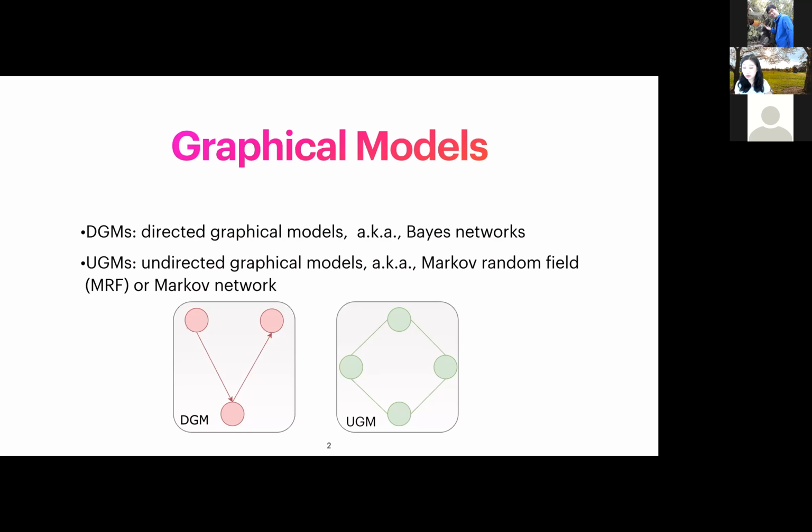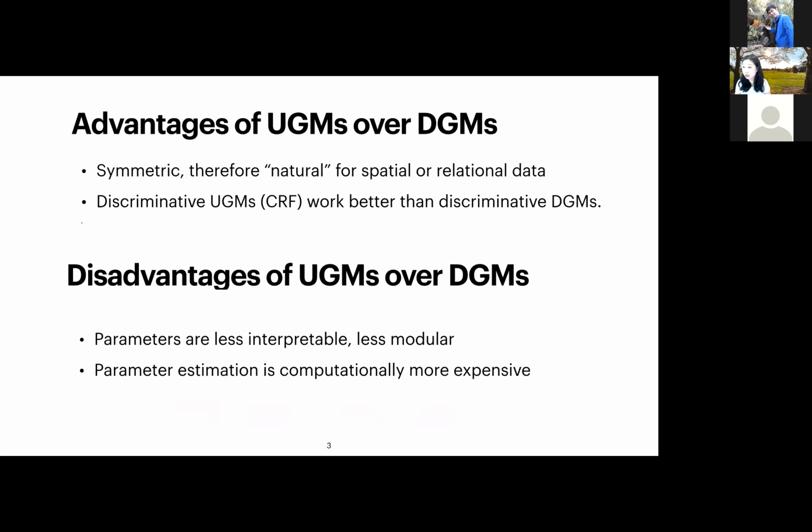Here I'm showing two examples, one of a directed graphical model and the other of an undirected graphical model. The nodes and edges basically characterize them. But why do we care about graphical models? For those of you who haven't learned about them, how does that relate to machine learning? Before we go there, we first need to understand some advantages and disadvantages of directed versus undirected graphical models.